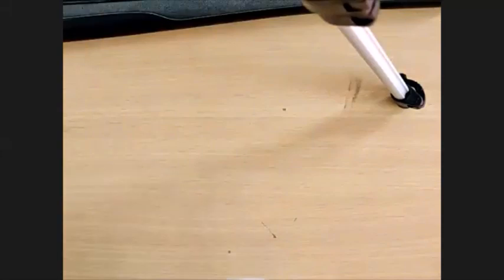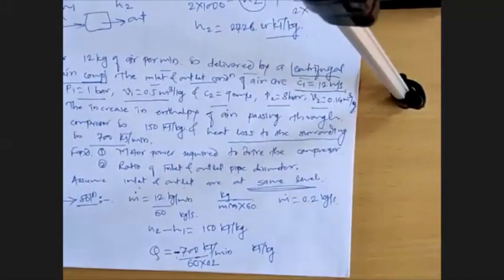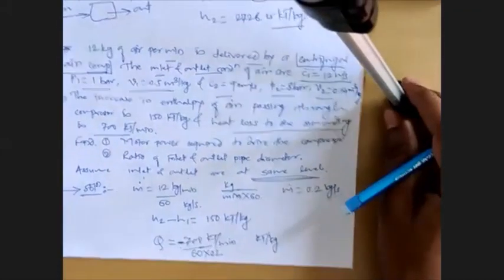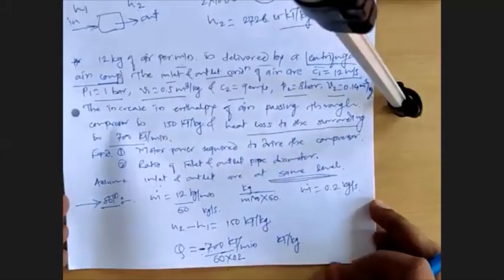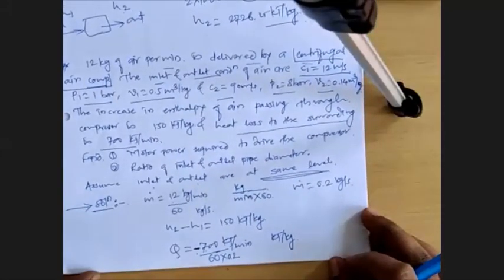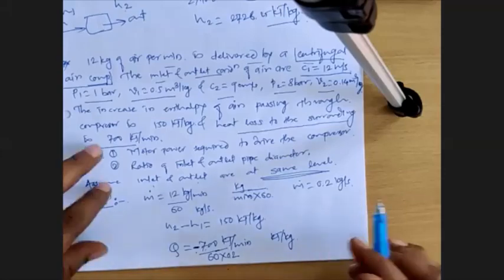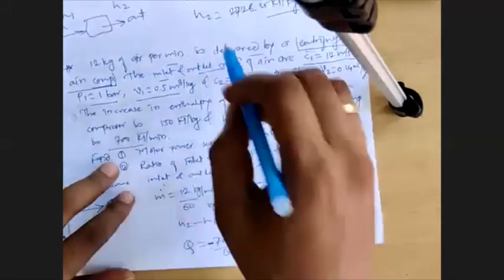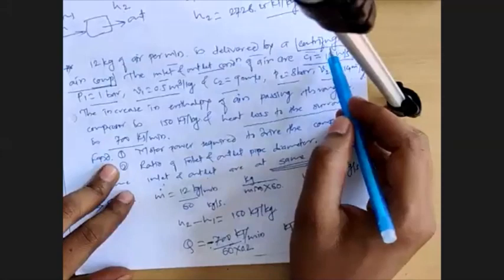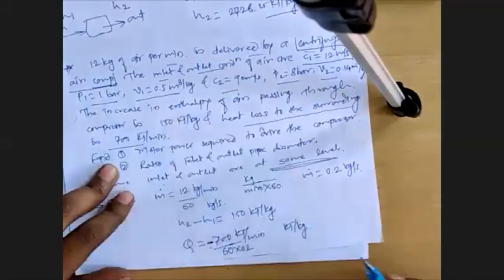Now, before that, in the last lecture itself, we started with this numerical: 12 kg of air per minute was delivered to a device. The device is a centrifugal compressor, right?